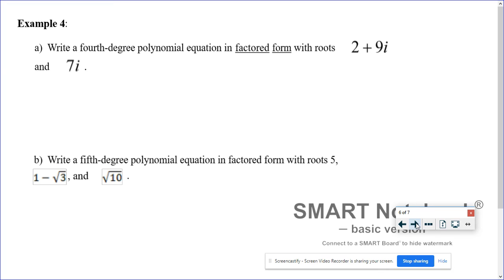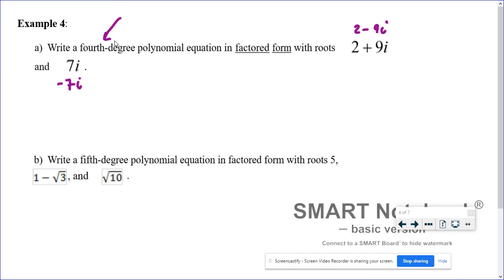All right. So example 4 here says write a fourth-degree polynomial equation in factored form with roots 2 plus 9i and 7i. So the ones that we just looked at. Remember that if 2 plus 9i is a root, 2 minus 9i is also a root. If 7i is a root, negative 7i is a root. Notice how there are 4 total roots, and it's asking us to write a fourth-degree polynomial. So that makes sense. We have all the roots.